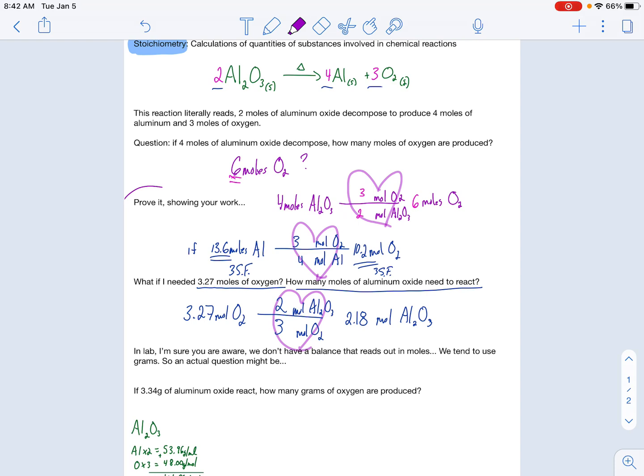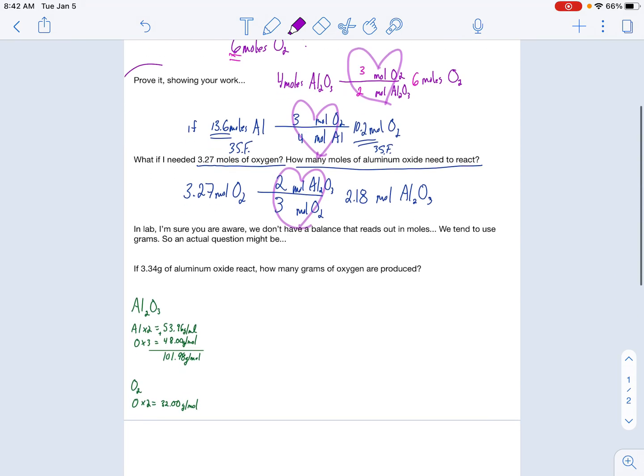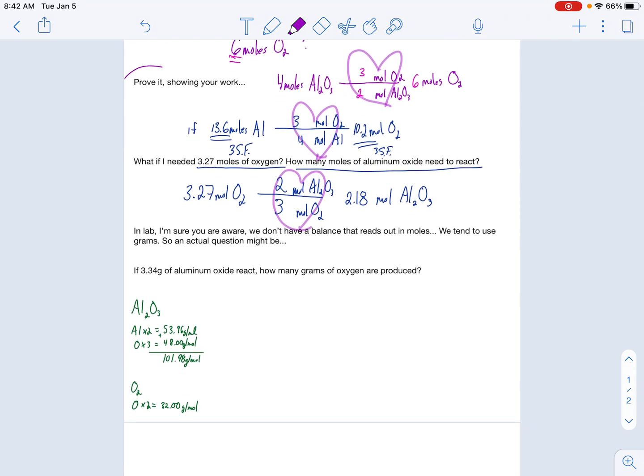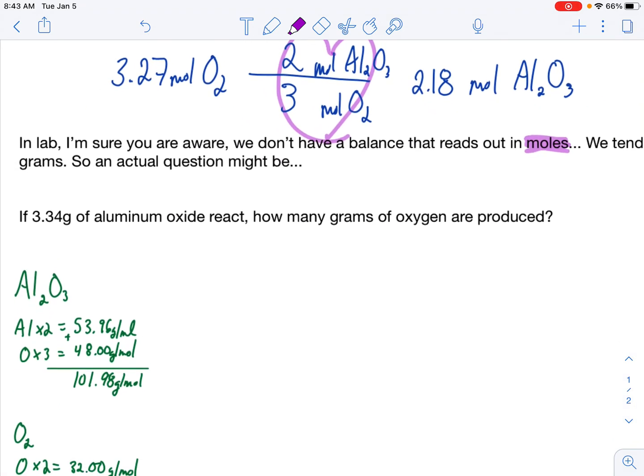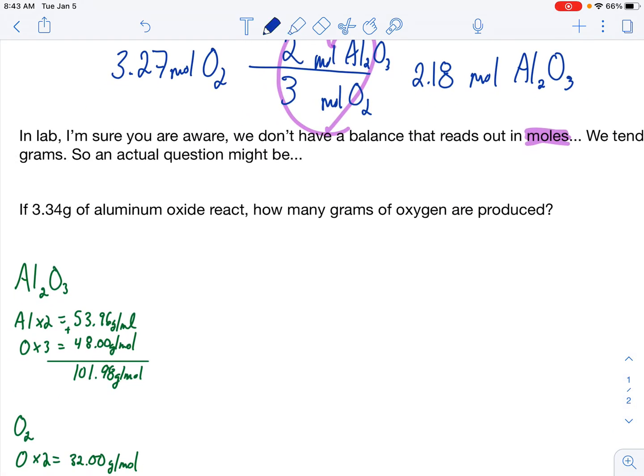That's all stoichiometry is. However, chemistry always deals with moles, but in our lab, we don't really have a balance that reads out in moles, so we're probably going to have to do some conversions. So when I told you guys converting grams to moles is something that's going to become second nature to you, I was not lying. In this case, we're going to have to do some conversions.